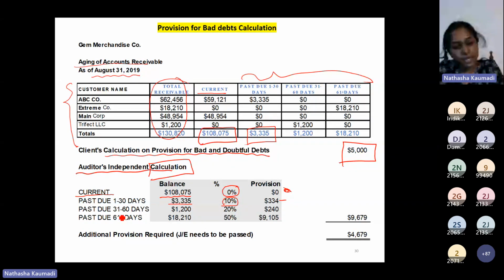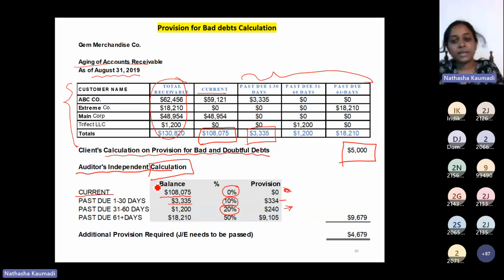And the next one, 31 to 60 days. Now 31 to 60 days means almost 2 months. There 20% of the balance will not be received. The client has estimated 20% of the balances will not be received. So the auditor is applying the same percentages, after checking the accuracy and verifiability.